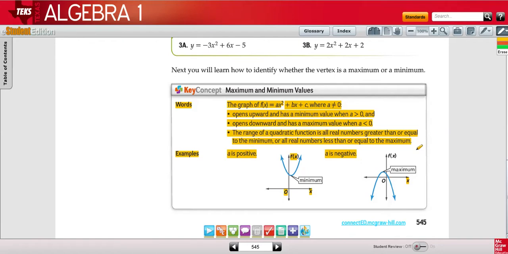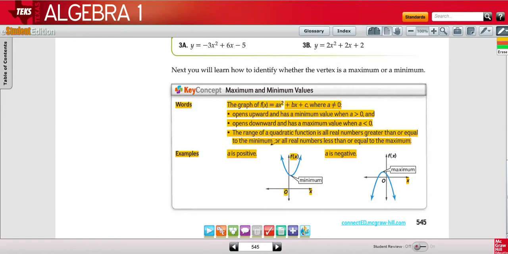It says the graph of f of x equals ax squared plus bx plus c, where a does not equal 0, opens upward and has a minimum value when a is greater than 0. So here, this is the graph where a is positive, a is greater than 0. The graph opens upward and it has a minimum value. Then it says it opens downward and has a maximum value when a is less than 0. So here's the graph when a is less than 0, when a is negative. It has a maximum value here and it opens downward.